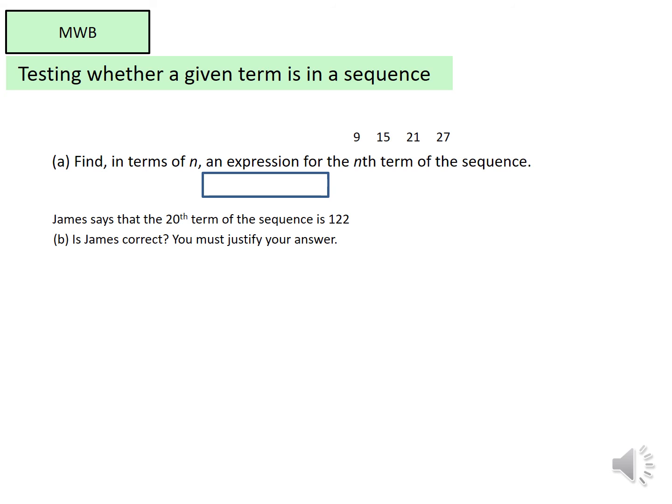Okay, so part A, the nth term expression was 6n plus 3. Now to find out the 20th term, we must substitute n as 20 and make it equal to 122. So we're going to do something similar to the previous example. Okay, and once you have found the answer, you will get 123. Therefore it is not the same as 122 and it cannot be in this sequence.